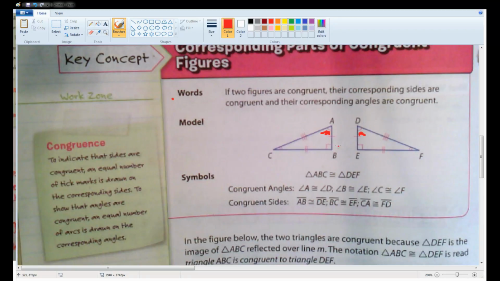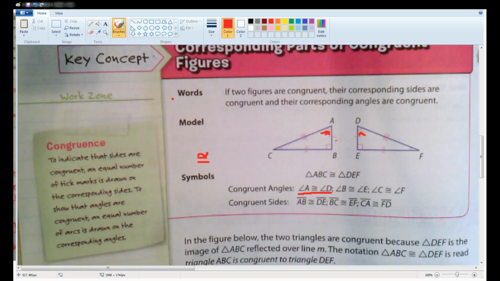That means they are the matching corners in the two congruent shapes. Now, how we write that is right here. We write that corner A, or angle A, is congruent with angle D. Remember that our symbol for congruent is an equal sign with a wavy line over the top. That means congruent.